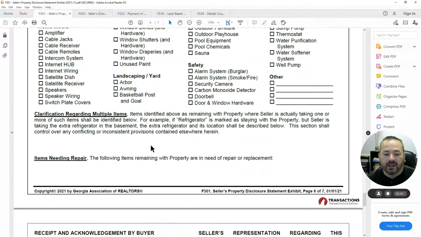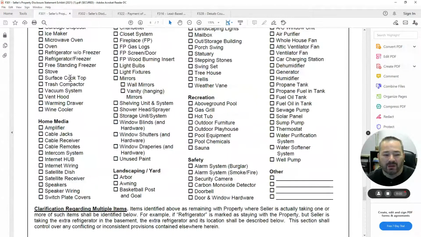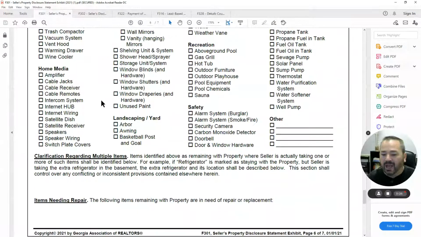Then we get down to clarification regarding multiple items, and they give us a really good example in here. If a seller has 2 different items and they plan on taking 1 or more of them, we need clarity. So if we mark the box up here that the refrigerator is staying, but they have an extra refrigerator in the basement that they plan to take, we need to put in here that they're taking that extra refrigerator with them.